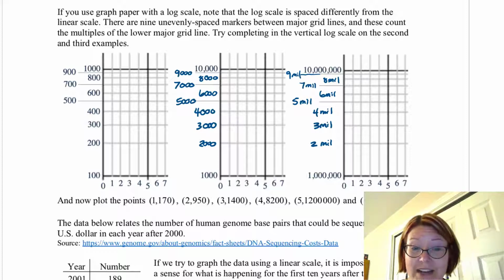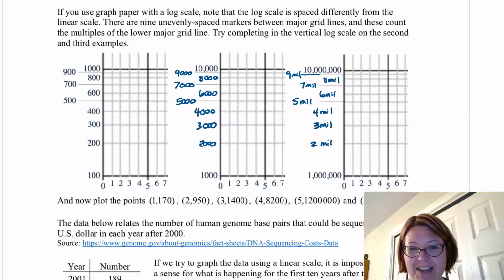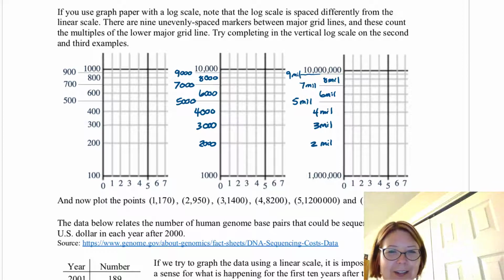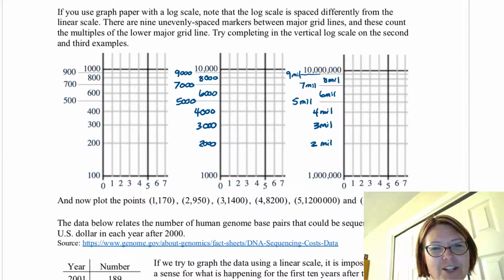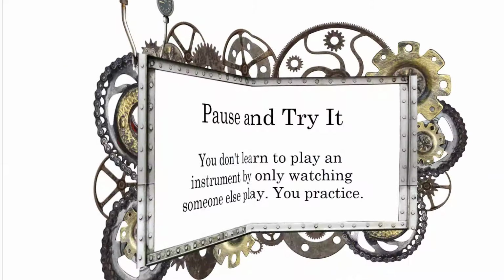What I'd like you to do next is to pause the video and try plotting the points that are listed here. I'll go ahead and plot them for you when you come back, but do give it a try because it is trickier than you think it's going to be, and watching me is better if you're able to correct any misconceptions you would have. So give it a try.